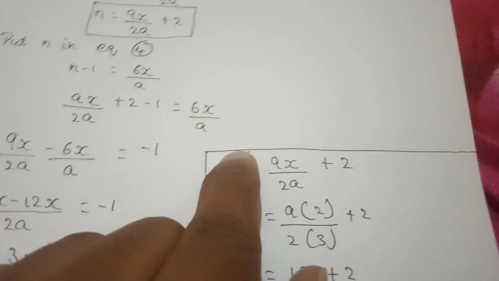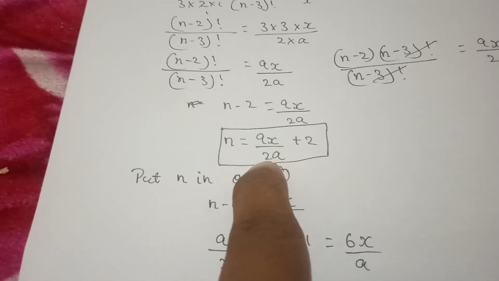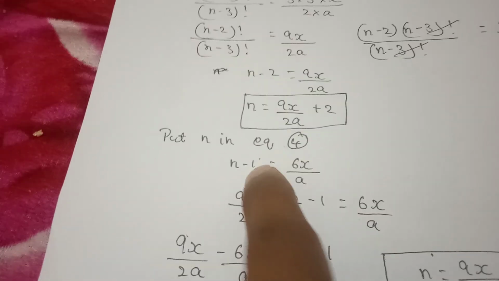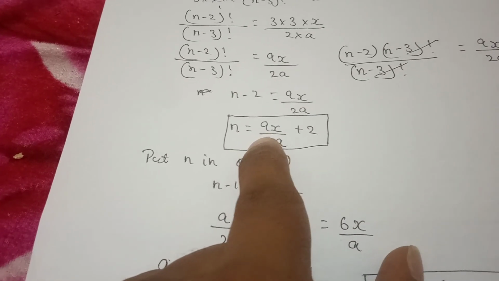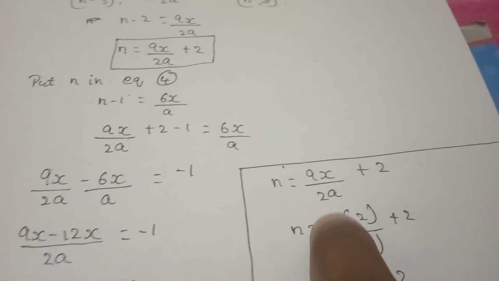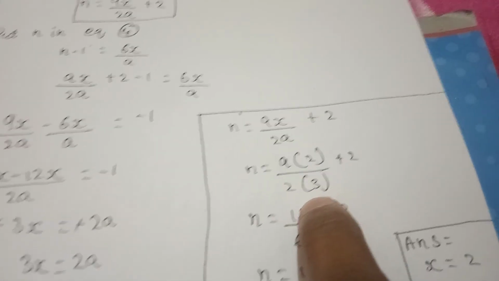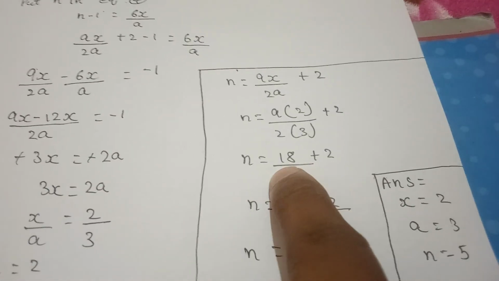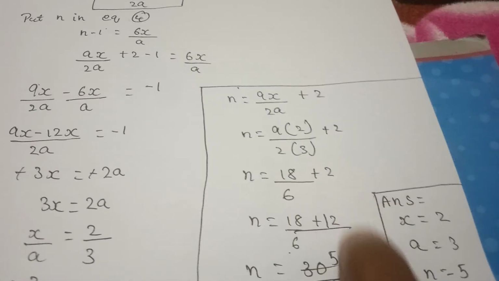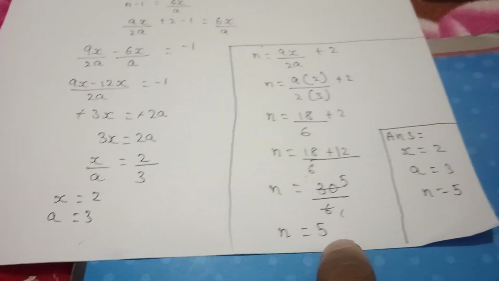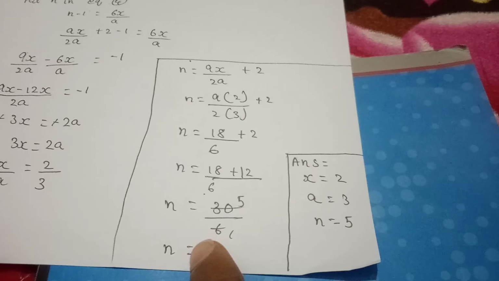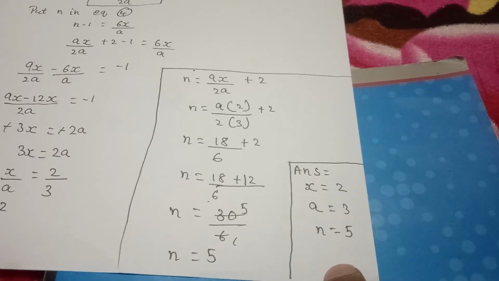After getting these two terms, now we should get only n. Let's substitute x and a in the n equation. Then we'll get 9 multiplied by 2 divided by 2 multiplied with 3, plus 2, that is 18 by 6 plus 2. Finally we'll get n equals 5. So x equals 2, a equals 3, and n equals 5. That's it.